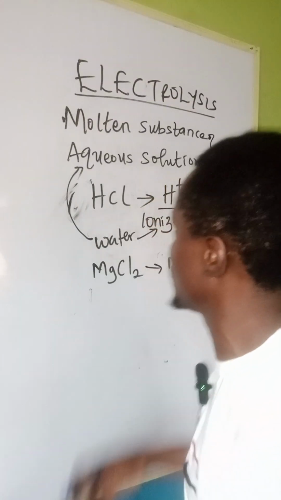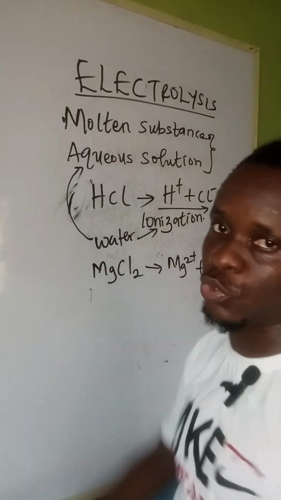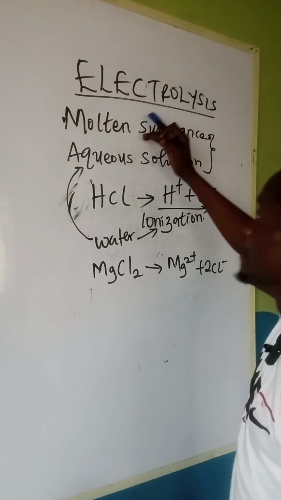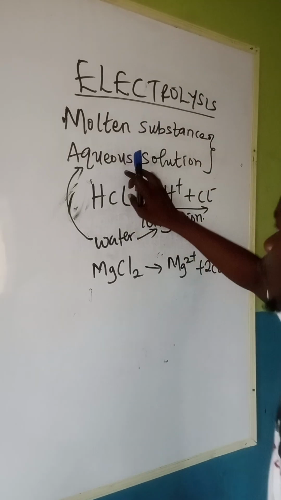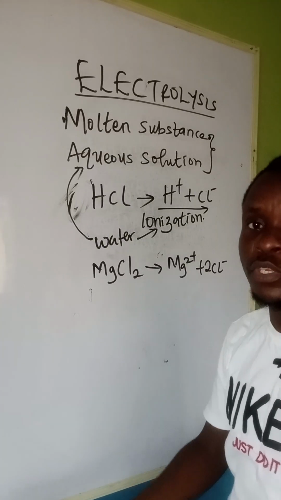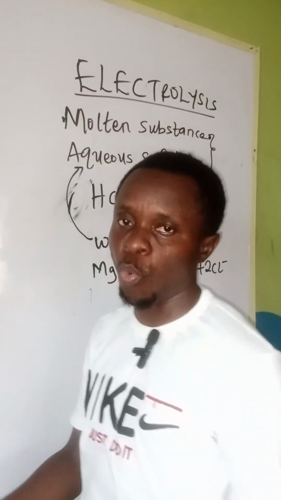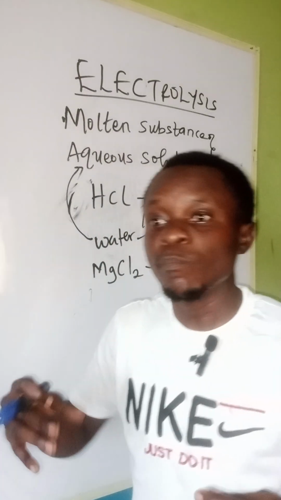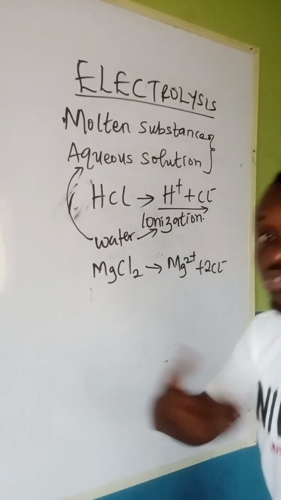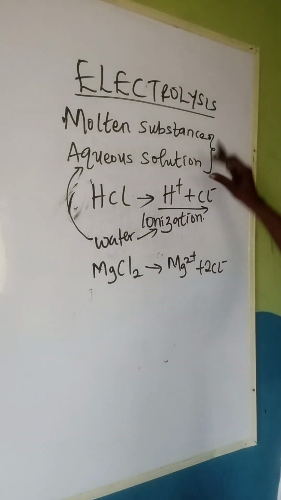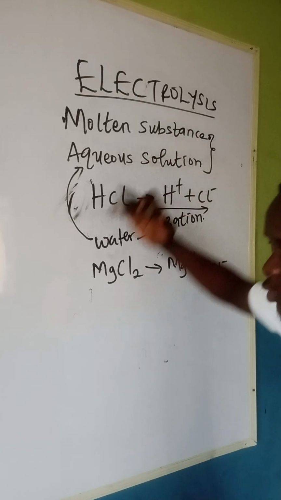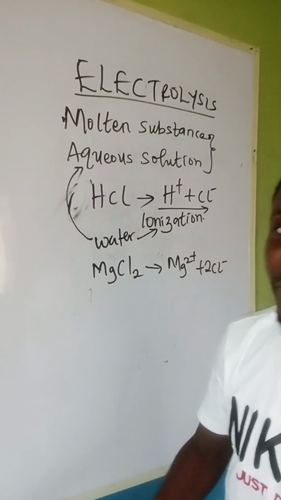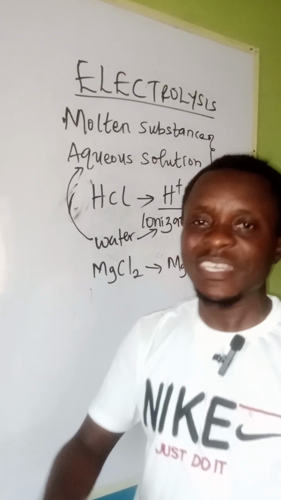So the major difference between a molten substance and an aqueous solution is this. A molten substance is formed from a melted solid into liquid, while an aqueous solution is formed when a solid dissolves in water. So the moment this solid dissolves in water, they ionize. And the moment they ionize, they conduct electricity. In other words, the aim of a solid melting to become liquid, and a solid dissolving in water, is for them to be able to conduct electricity.